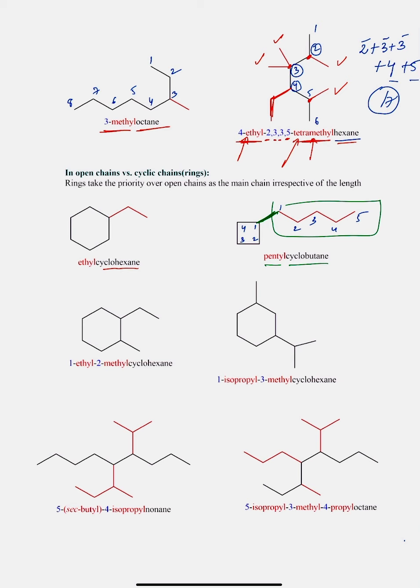Now let me go to the next structure. Now in the structure here, we have two substituents on the ring.